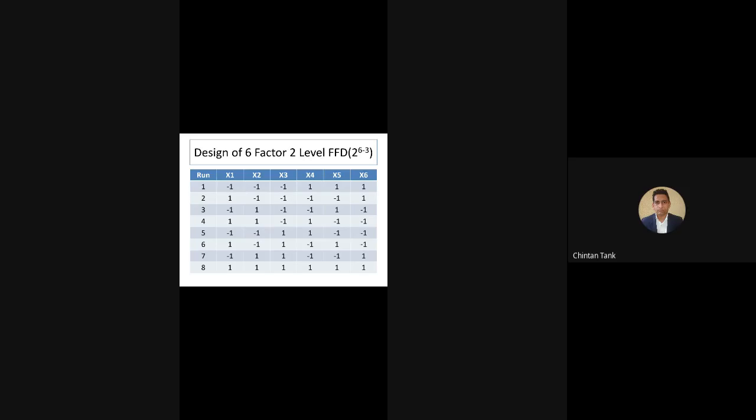Another way of constructing a fractional factorial design is by using blocking. We have not discussed blocking in detail, so let me explain blocking in detail.